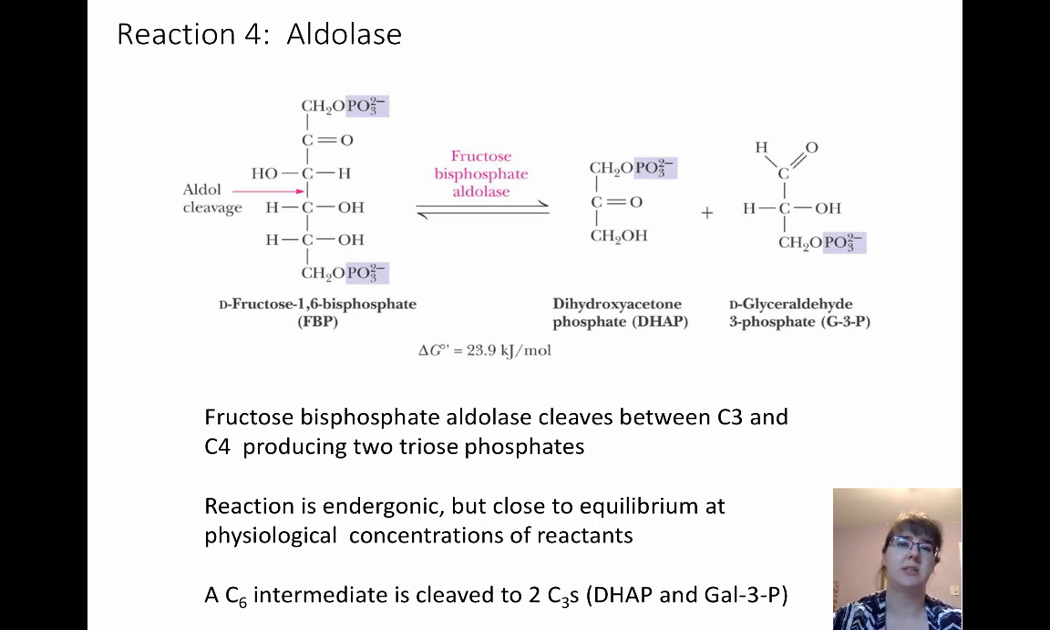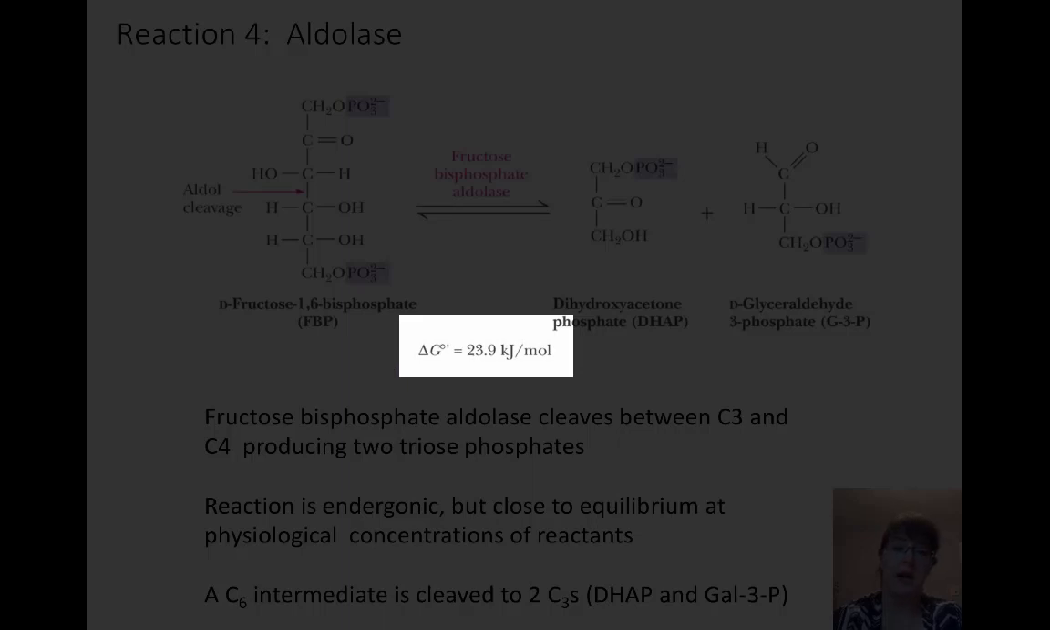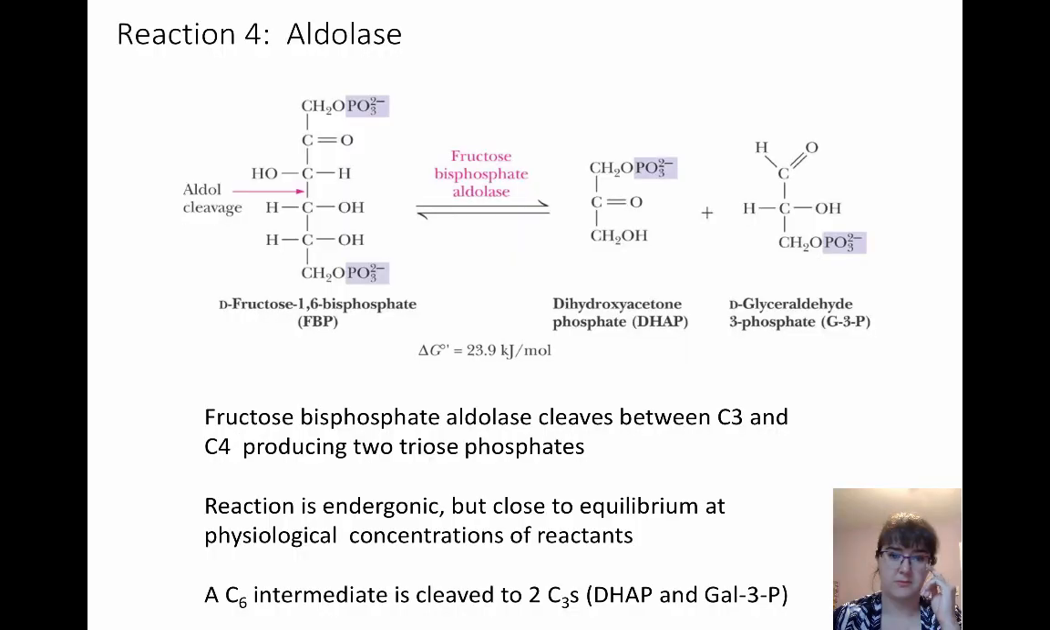So notice that this is going to give us something symmetrical. We're going to go from 6 to 3, so it's actually going to cut this about in half. When you look at the standard delta G value, you see this relatively high endergonic reaction. But thanks to the actual physiological concentrations of the reactants, this is a lot closer to equilibrium than you would expect. So again, we see that the concentrations of our reactants and products play a really heavy role in what allows these reactions to move in a forward direction.